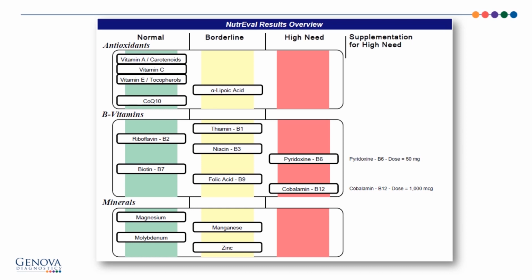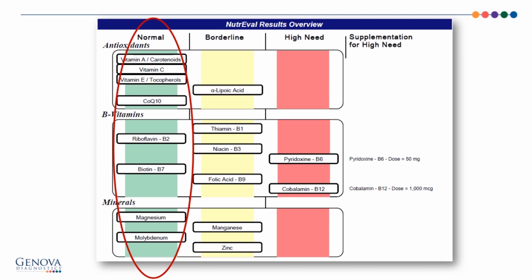Let's take a look at the results overview page in the front. When we're looking at this, we can see that there are antioxidants listed, B vitamins, and then minerals. To the left, we have our normal green column. So that tells us everything listed here from vitamin A through molybdenum, based on the algorithm, is looking really very good. And so, for example, vitamin A is in green, which means it needs the minimal amount of supplementation.